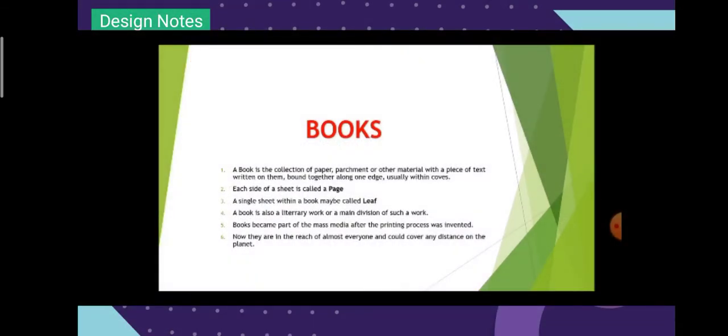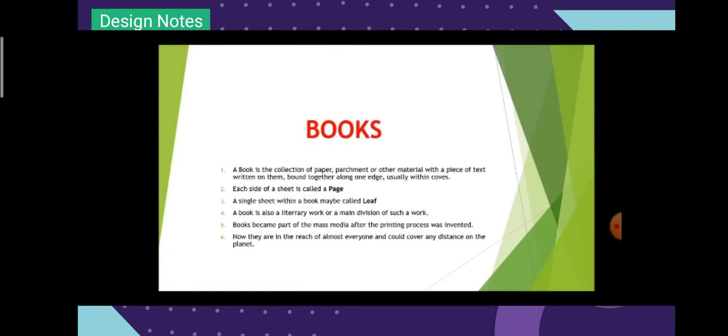So, next print media which we will discuss here is about books. A book is a collection of paper, parchment, or other material with a piece of text written on them, bound together along one edge, usually within covers. Each side of a sheet is called a page. A single sheet within a book may be called a leaf. A book is also a literary work or a main division of such work.